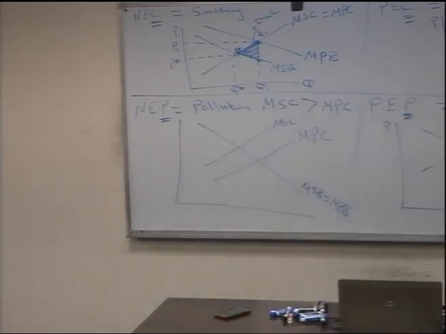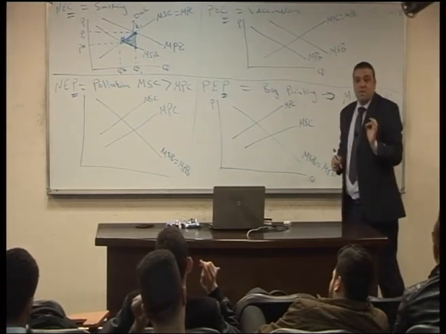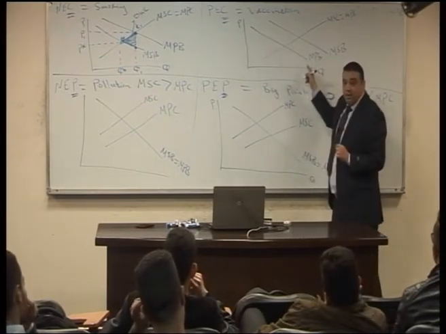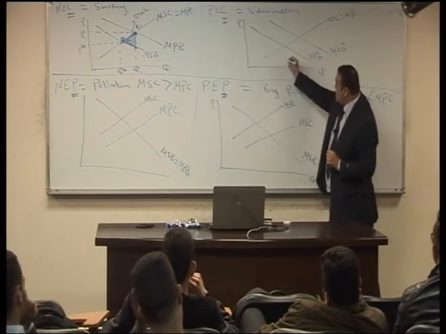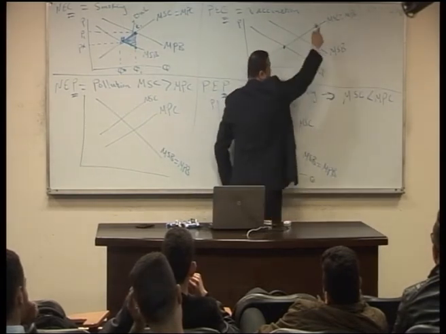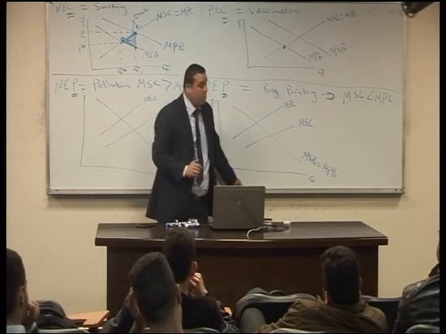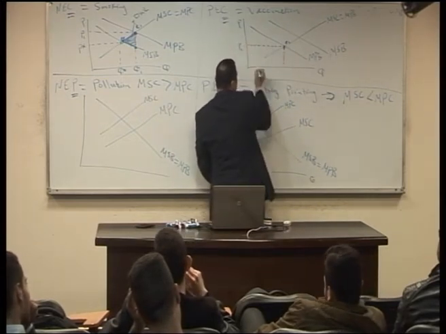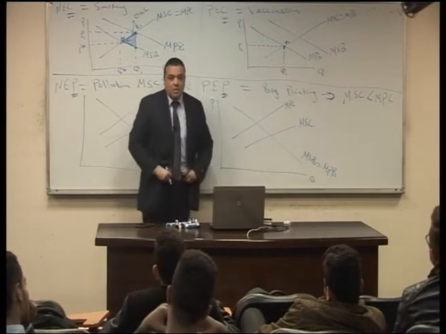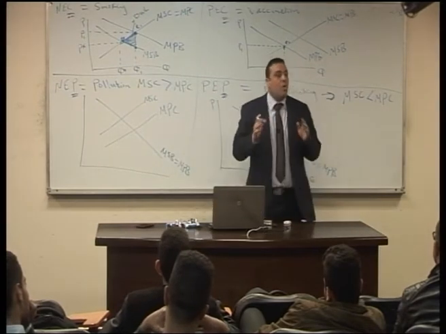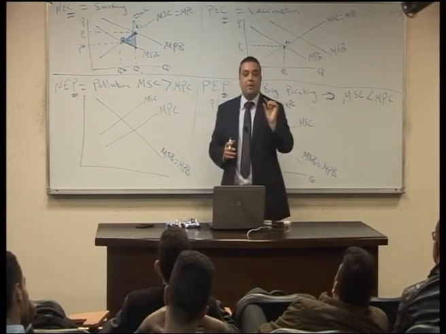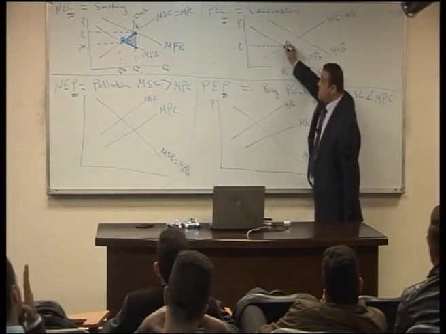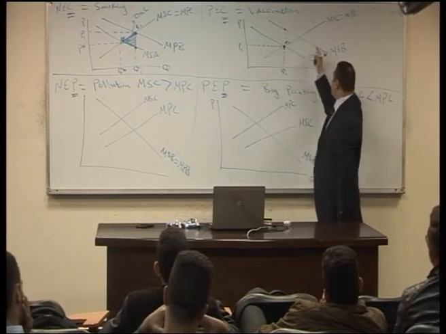Let's go here to the vaccination, the positive externalities of consumption. Where is the private efficient point? The private efficient point is where the marginal private benefits equals the marginal private cost. Here is where the marginal private benefit equals the marginal private cost. So this is E1, and this is P1, Q1. How can we determine if there is a deadweight loss, or social welfare loss, or potential gains? We have to take a vertical distance from E1 to the marginal social curve. Here's E1. Where's the marginal social? Here. This is the marginal social benefits.